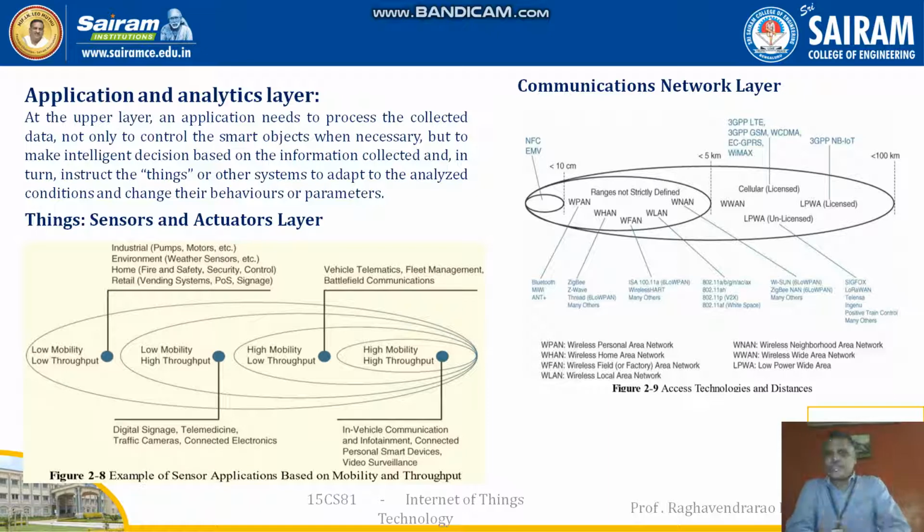So here the sensor data is shown. The actuators layer: now you can see low mobility, low throughput data here, such as industrial pumps, motors, etc. It comes into that environment and home. So here are fire safety and security controls. Then weather sensors have low mobility, and food is also something we will consider.